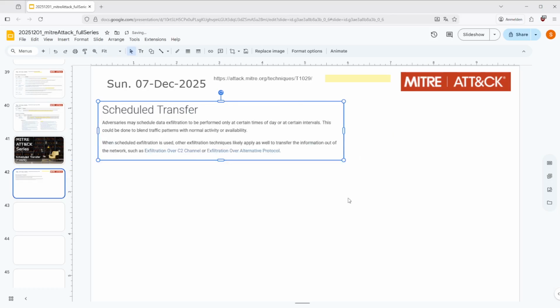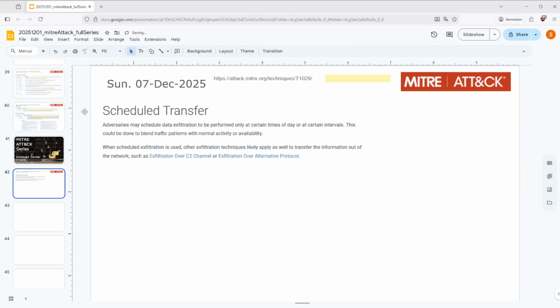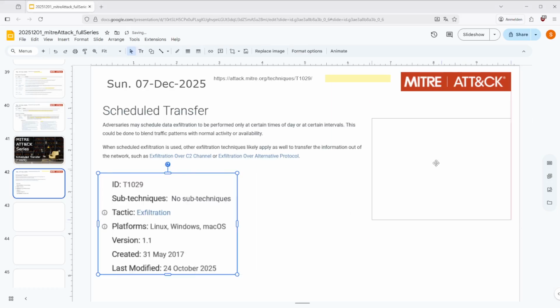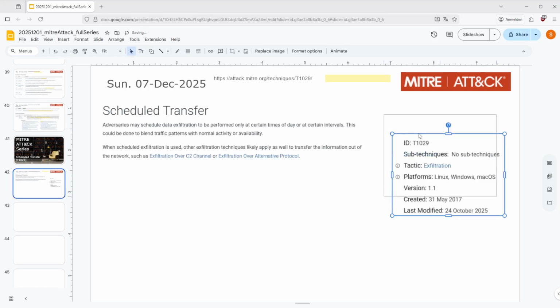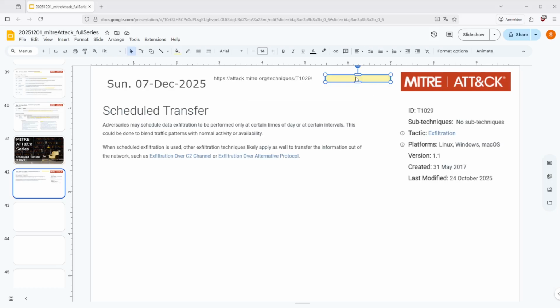Scheduled transfer is a quick little topic on the Mitre ATT&CK website, and as usual, let's take a look at what it is and why it is important. Those are the techniques that you tend to forget because they appear so small, and people will say, yes, of course, this is something, but it's always important to remember the basics sometimes. So let's take a look at what we have here.